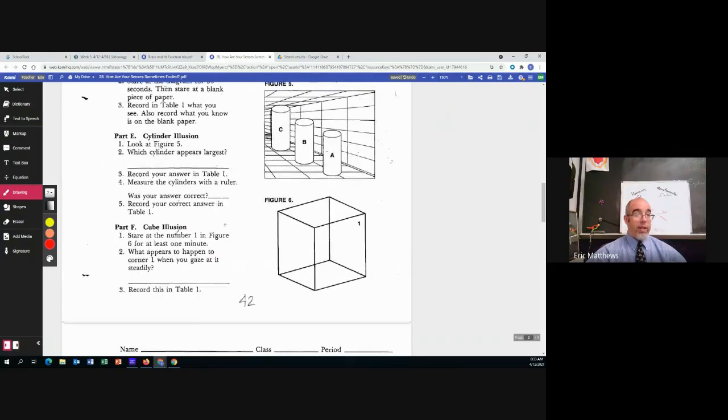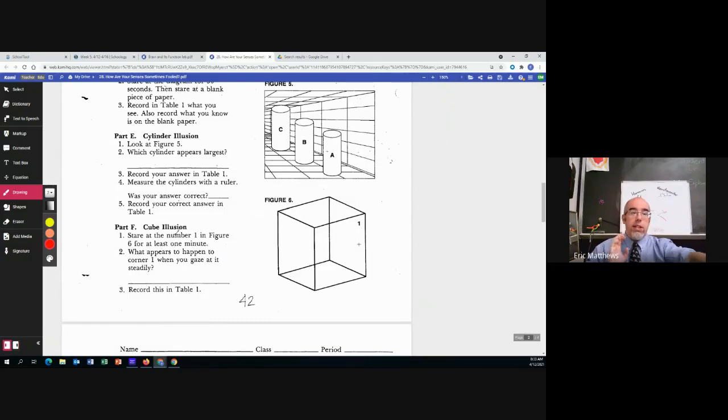Finally, the cube down here. Stare at the cube, looking at number 1 right over here. Now, they say for 1 minute. You usually don't need 1 minute. While you're looking at number 1 right there, the idea is they kind of want to see, does the number 1 switch between being a back wall or a front wall?